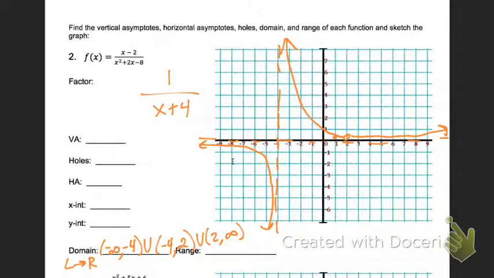My range: negative infinity, it stops at my horizontal asymptote, so 0, union, 0 to infinity. I stop somewhere at my hole. What's the y value of my hole? 1, 6, good. Union, 1, 6 to infinity. So I'm just stopping at my hole.